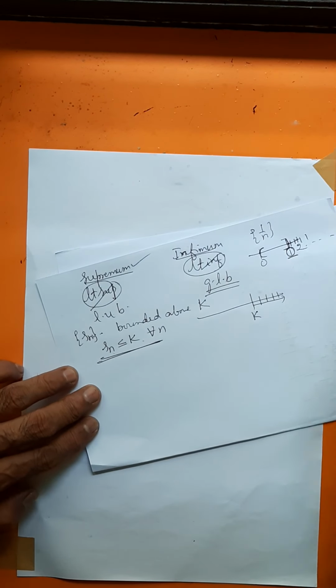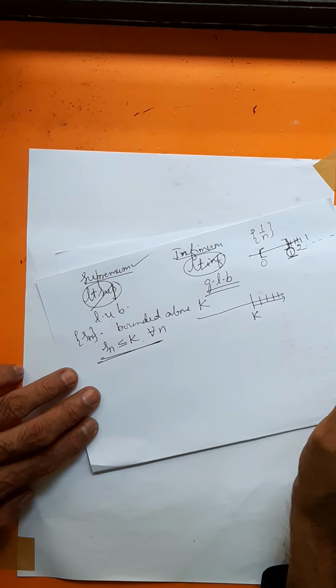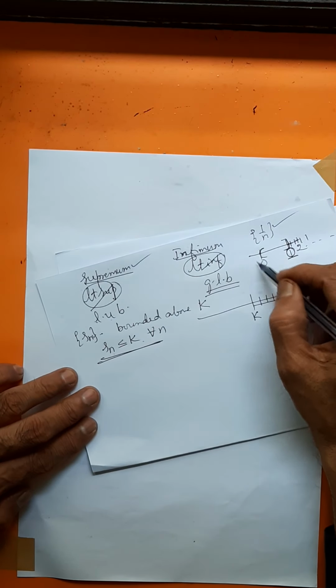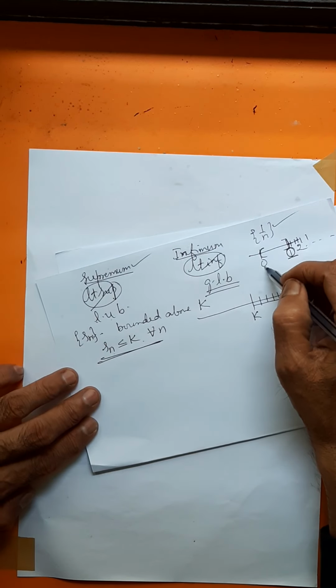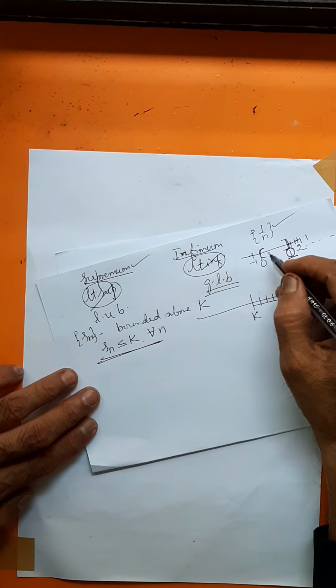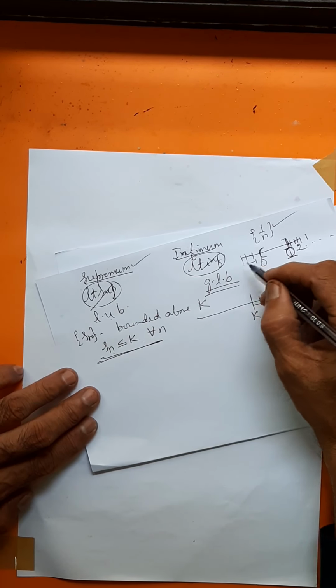Least is 1. This is called supremum or least upper bound, LUB. For the sequence 1 by n, the greatest lower bound is 0. Any value smaller than 0 is also a lower bound. You take minus half, minus 1, 1.1, anything.